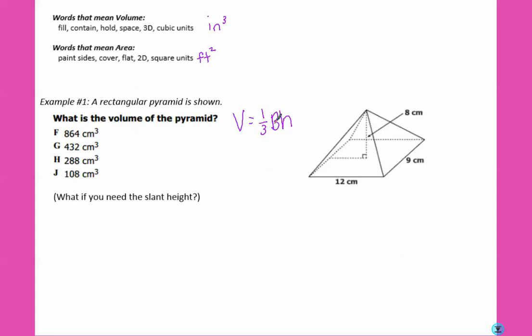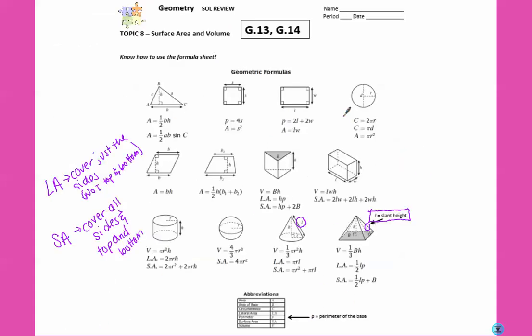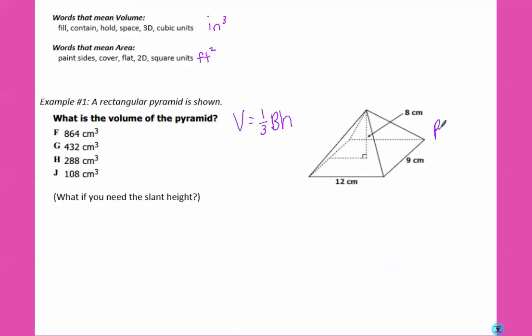So big B is the area of the bottom, which is a rectangle. So I'm going to go back to my formula sheet and I'm going to look for the rectangle, which is right here. And the area formula is LW. So big B, the area of the base, is going to equal the length times the width. Well, here's my length and here's my width. So big B equals 12 times 9, which when I put it in my calculator, gives me 108.